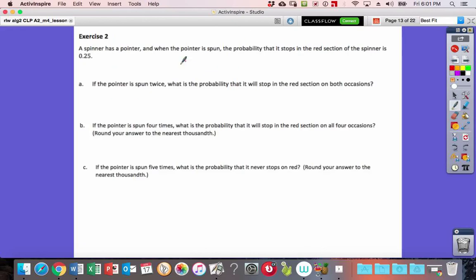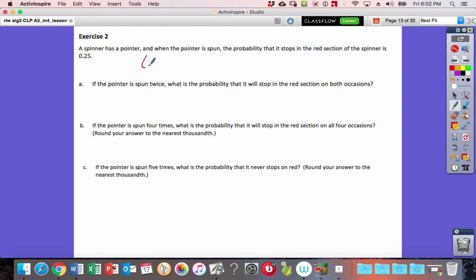Let's try another example. Oh, it's the spinner. I love the little spinner guy. Okay, spinner has a pointer, and when the pointer is spun, the probability that it stops in the red section of the spinner is 0.25. What does the spinner look like? What do I know? Okay, let's look and see. Maybe I forgot to put something in on this one. Okay, spinner has a pointer, pointer spun, probability that it stops in the red is 0.25. If the pointer is spun twice, what's the probability that it will stop in the red section on both occasions?